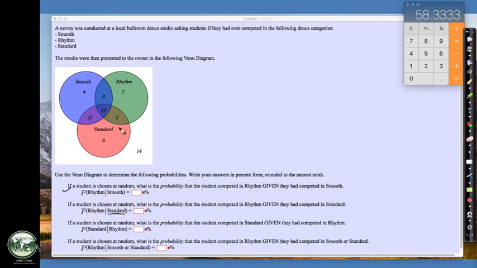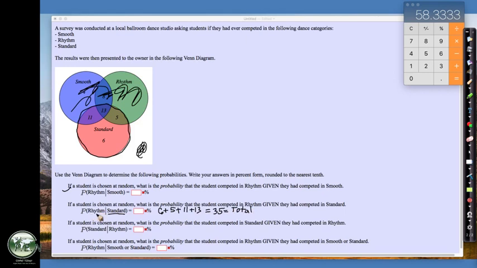We've got a standard, so what we've got is the whole picture, the total is dealing with just this circle. Again, we ignore everything else. None of this else exists because we know that our person we're choosing has taken standard. So we add all that together. 6 plus 5 plus 11 plus 13. 6 plus 5 is 11, that's 22, 35. And that's our total. So that goes on the bottom.